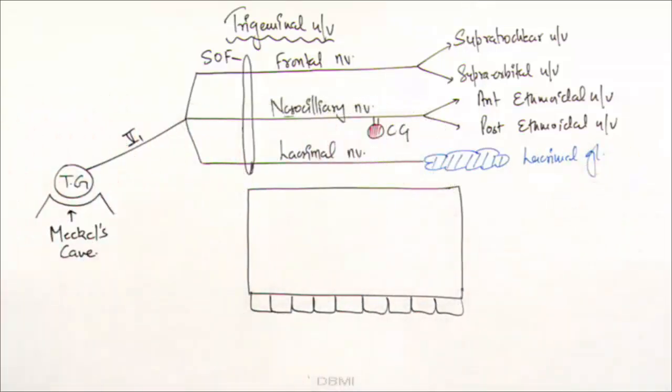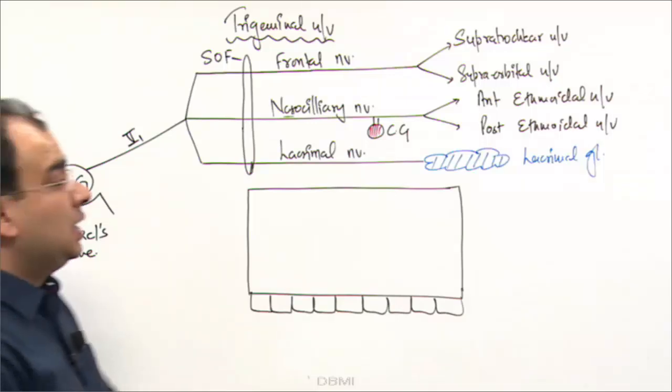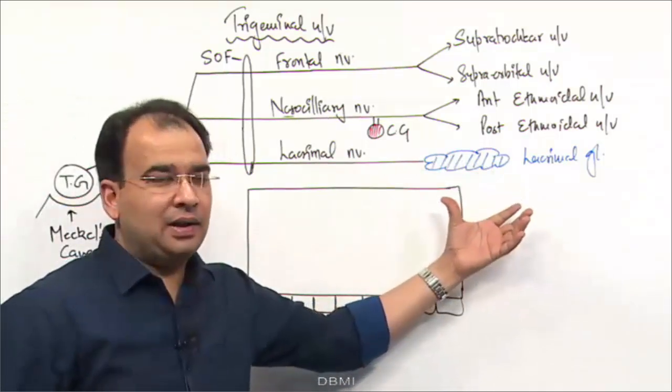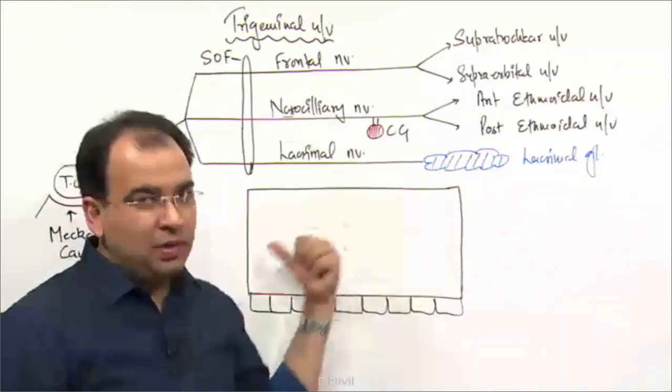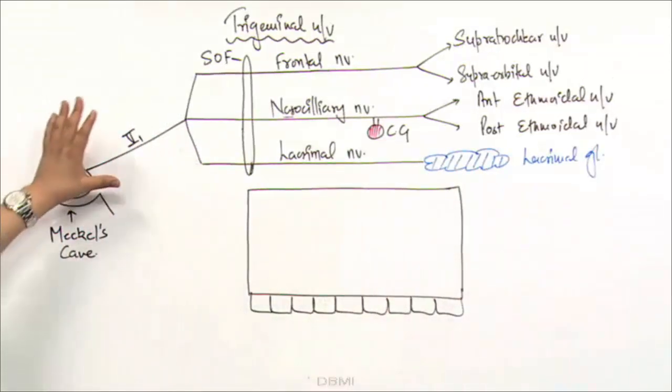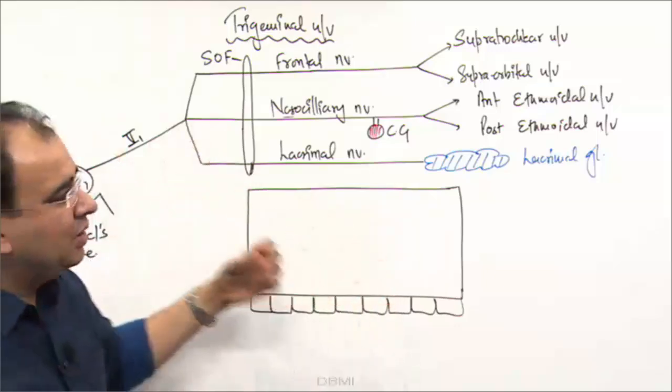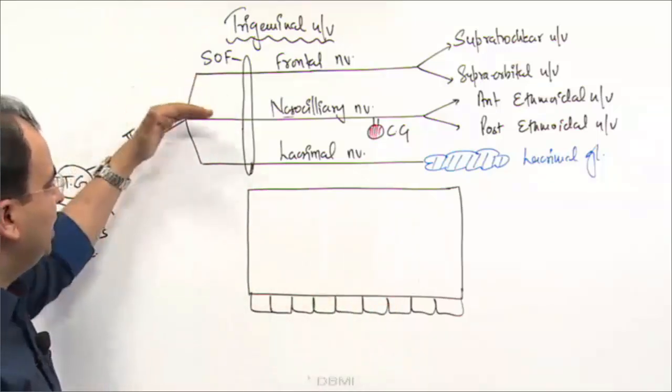Lacrimal nerve supplies the lacrimal gland, but how the secretomotor supply actually reaches the lacrimal gland, we need to talk about that. So this is the ophthalmic nerve. This is all we need to know about the ophthalmic nerve here. It divides into three branches: frontal, nasociliary and lacrimal.